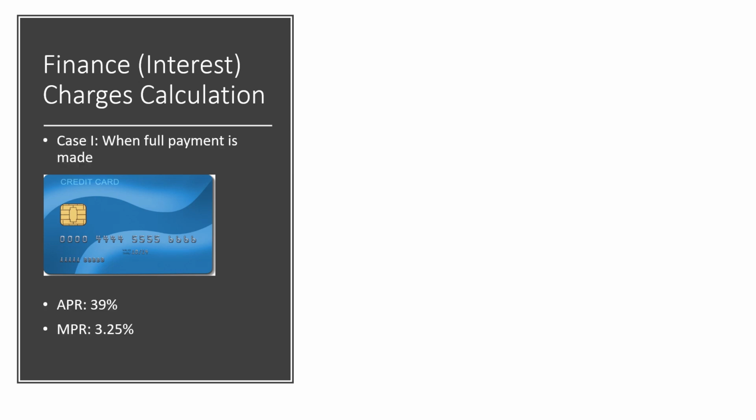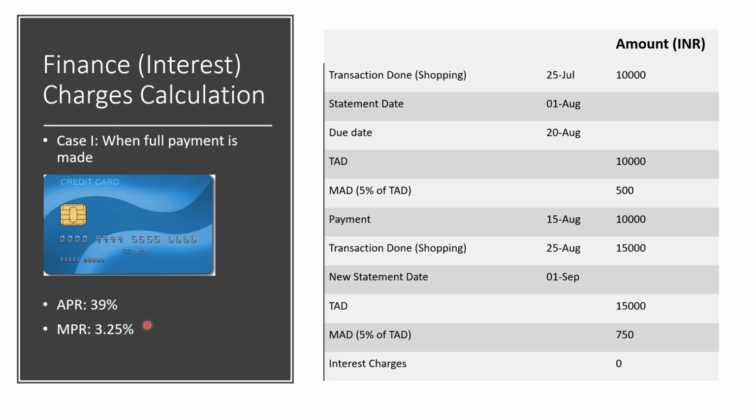So friends, to understand the interest charges, let's take 3 to 4 test cases. Let's take the first case where full payment has been made. Let us assume that you have a credit card which has an APR of 39% and an MPR of 3.25%, which is nothing but 39% divided by 12. Let's try to understand the statement using this test case.